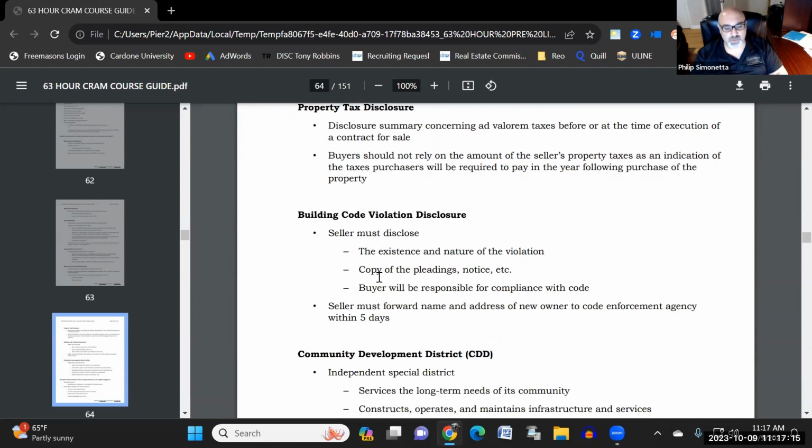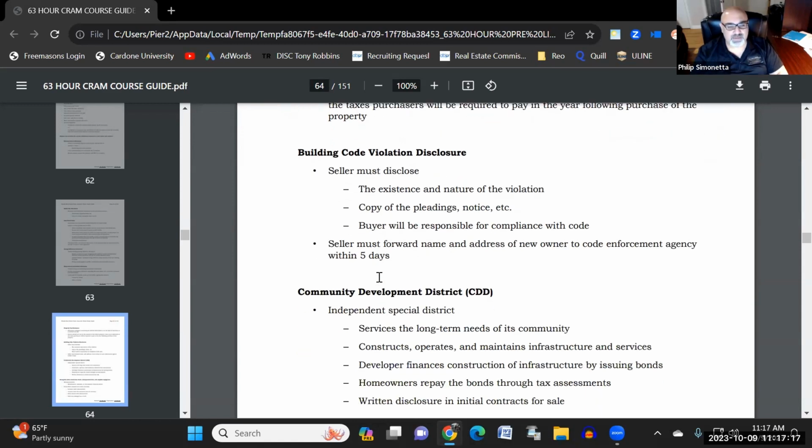Next, we have a building code violation disclosure. The seller must disclose if there is an existence and nature of the violation. Copy of the pleadings, notice, etc., have to be given to the buyer. The buyer will be responsible for compliance with code if they buy this house before these things are fixed. That transfers to the buyer. Seller must forward the name and address of the new owner to code enforcement agency within 5 days.